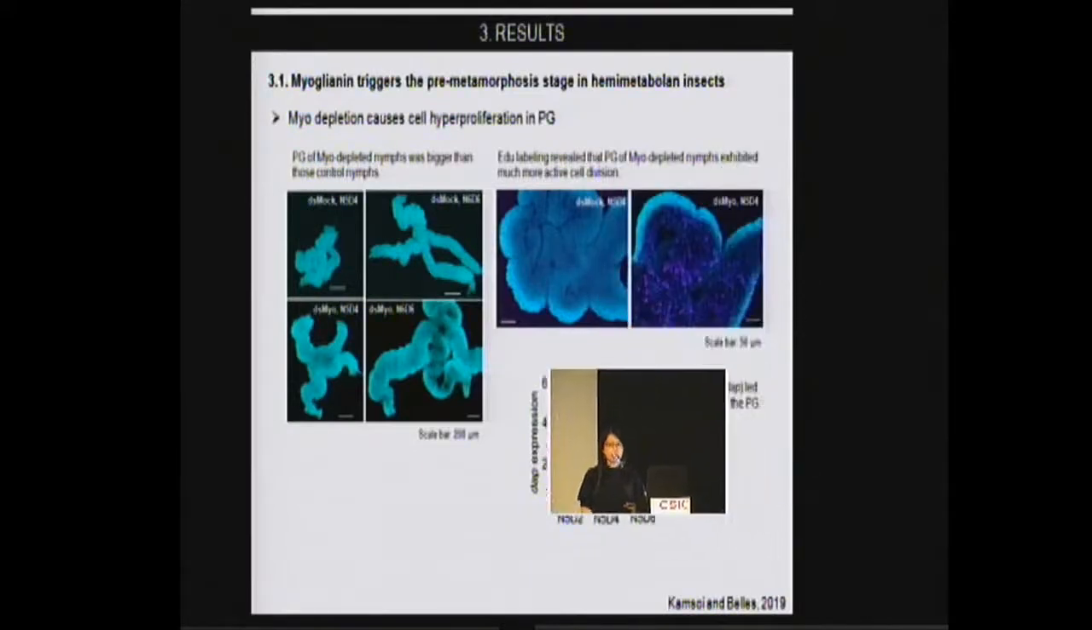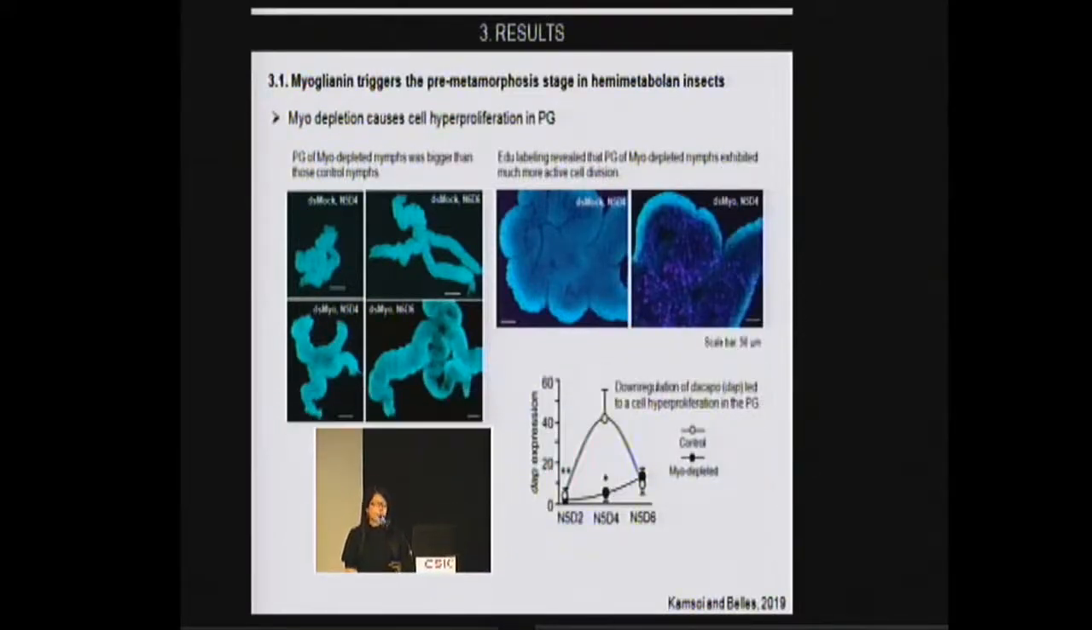And at the molecular level, we measured the expression of Dacapo, the inhibitor of cyclin kinase, and we found downregulation of this gene. So it should be the explanation why the prothoracic gland undergoes cell hyperproliferation when we suppress myoclonine.